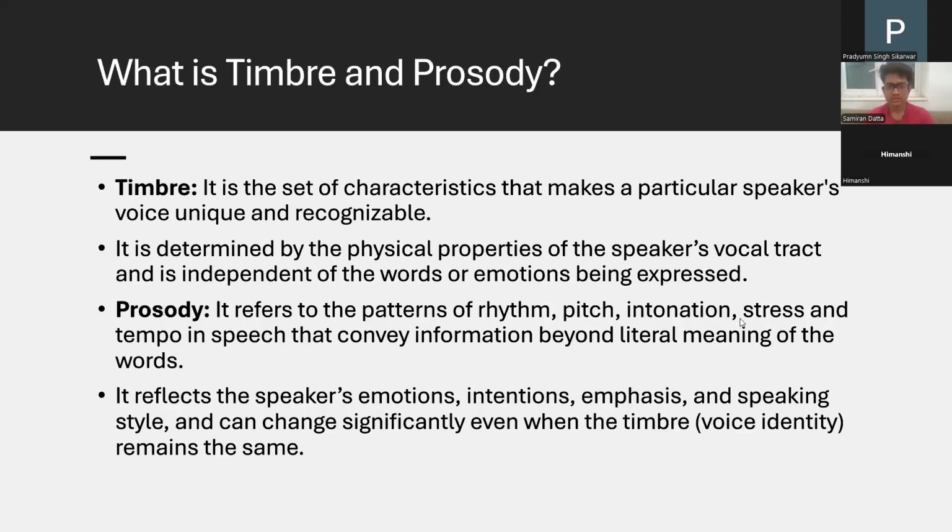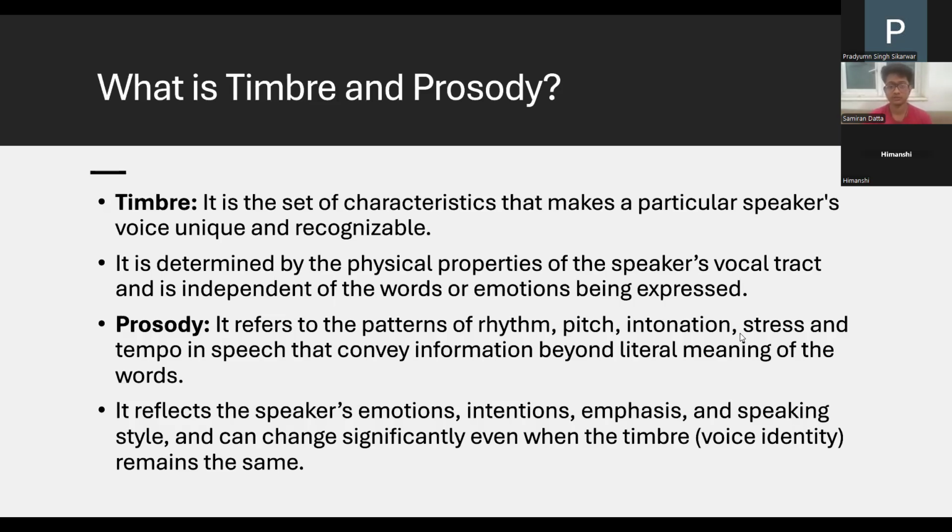So, going into what timbre and prosody are. To clarify, timbre is basically what makes your voice sound like you. It comes from physical features like your vocal cords and throat, and it stays constant whether you're happy or sad. Prosody, on the other hand, is about emotion and speaking style, things like pitch, rhythm, and stress. It's what tells us whether someone is excited or serious. Even with the same words, prosody can totally change the meaning or emotion.